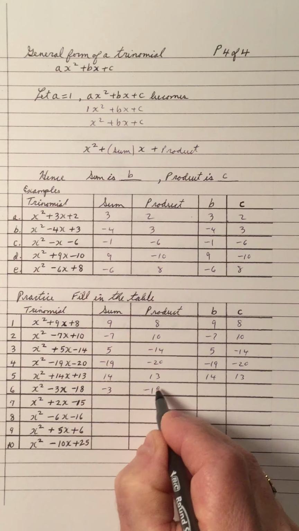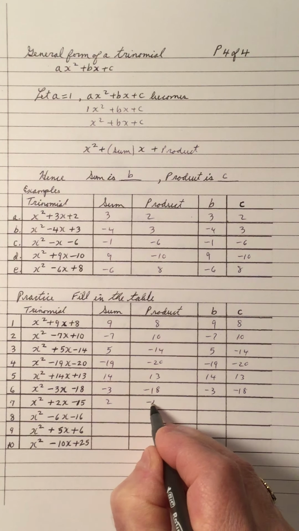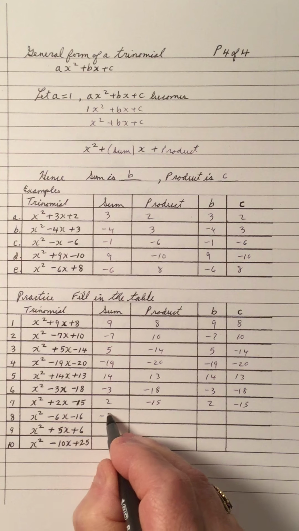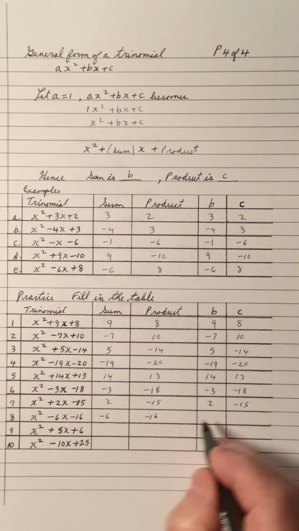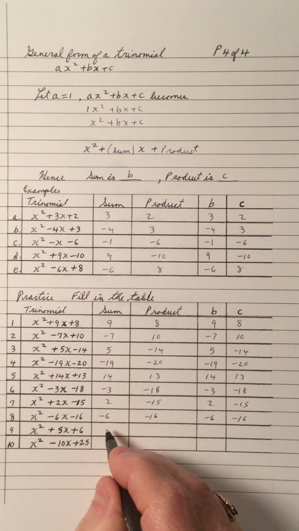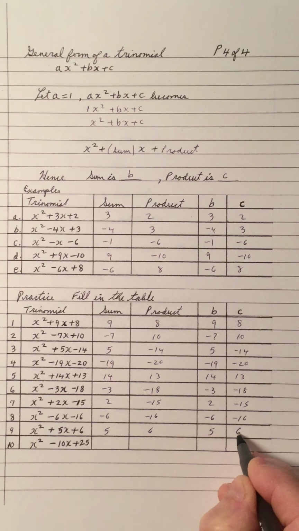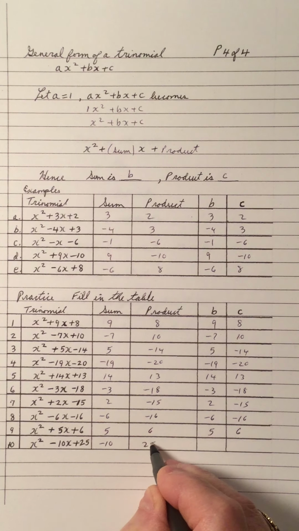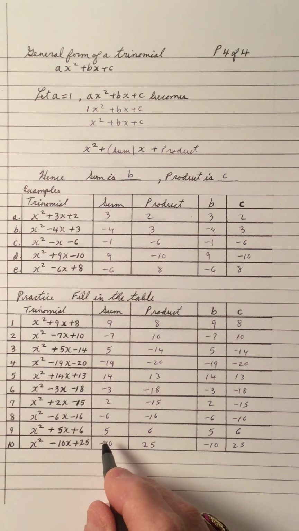Negative 3, negative 18. That's a 2, negative 15. The sum is negative 6, the middle term. The last term is negative 16, that's the product. And that's a B and a C, that's negative 6, negative 16. B is the sum, C is the product. And we have a 5 and a 6 for sum and product, 5 and 6 for B and C. And the last one, we have a negative 10 for sum, 25 for product, so that gives us negative 10 and 25, because B is sum, C is product.